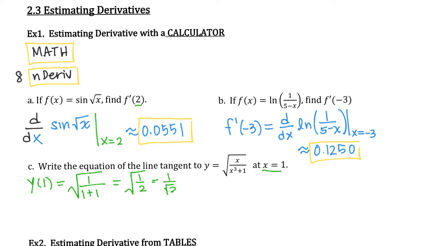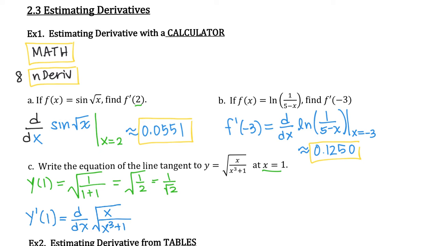And I'm going to leave it 1 over root 2, although this is going to be an approximation, so I could go ahead and write it as a decimal if I want to as well. Okay, now to write the equation, I have the point. The point is 1 comma 1 over root 2. I need the slope. To find the slope, I'm going to find the derivative. So the derivative of that function at 1, when I'm putting it in my calculator, I'm going, okay, it's the derivative in terms of x of that function.